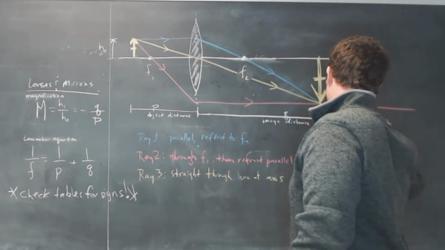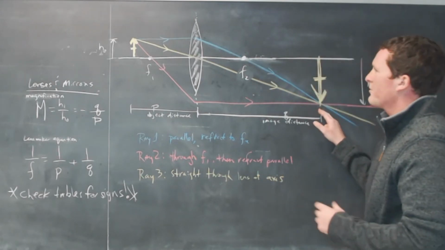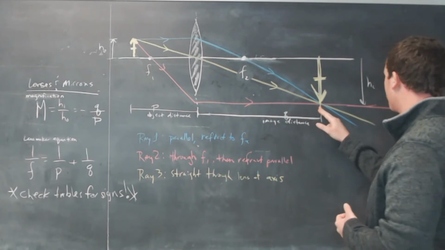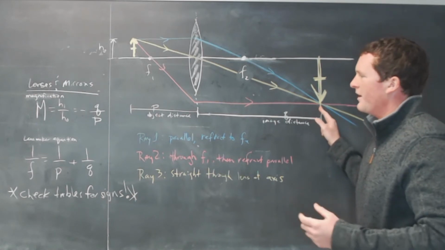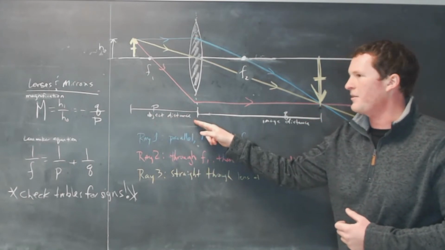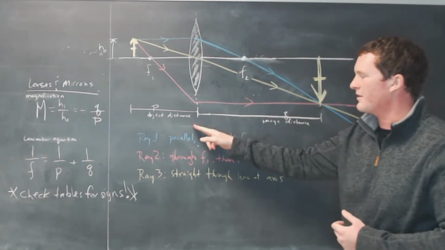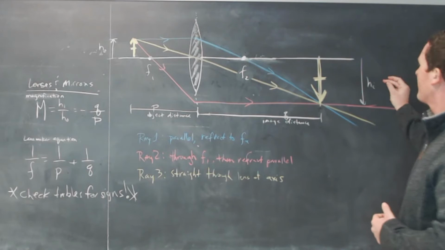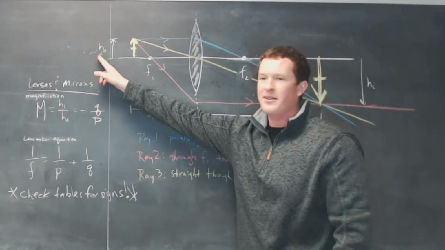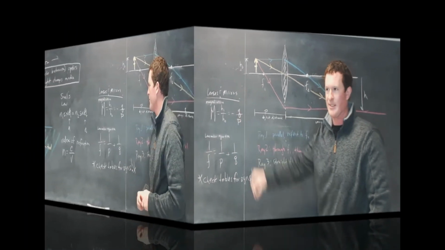You're going to just go straight all the way through. And then once again, you'll notice that all three lines have converged on one point, and that is where your image is going to be. And once again, you have your P, which is your object distance from the center of your lens, and you have Q, which is the distance from your image to the center of the lens, and you have here HI, which is the height of your image. And up here you have HO, which is the height of your object.